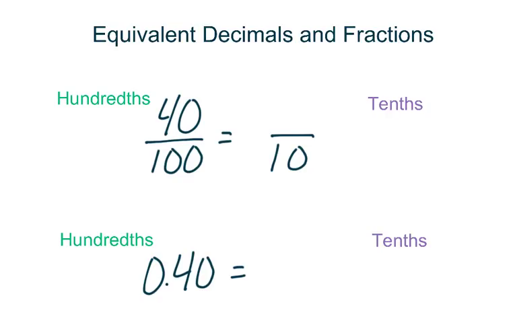Just like when we were dealing with our fractions on the other page, whatever we do to the top, we do to the bottom, or whatever we do to the bottom, we do to the top. So in this case, we're going from 100 to 10, so we're dividing by 10. Notice how we're taking a 0 away. We have to do the same thing to our numerator, and when we do that, we get 4/10. So 40 hundredths is equivalent to 4/10.